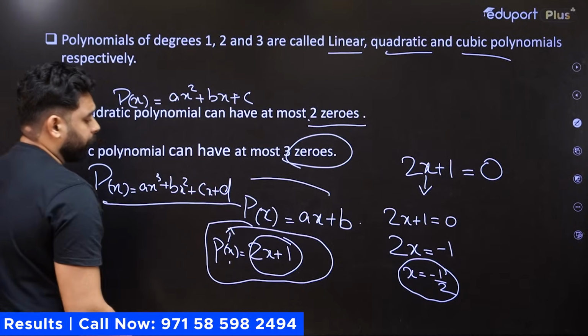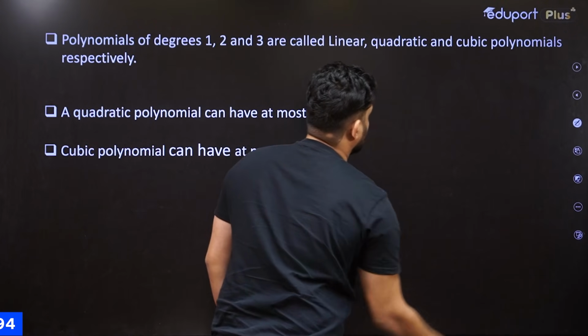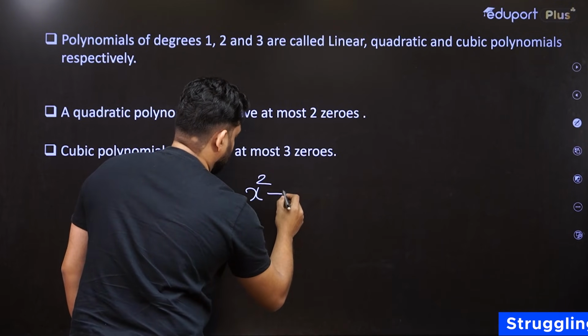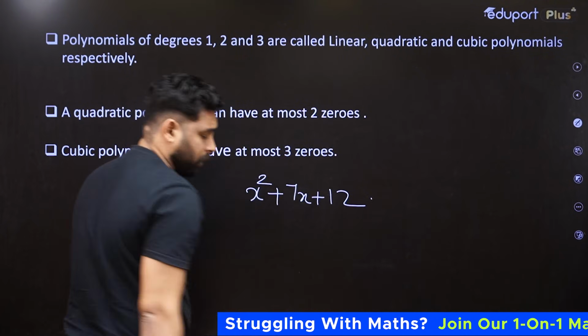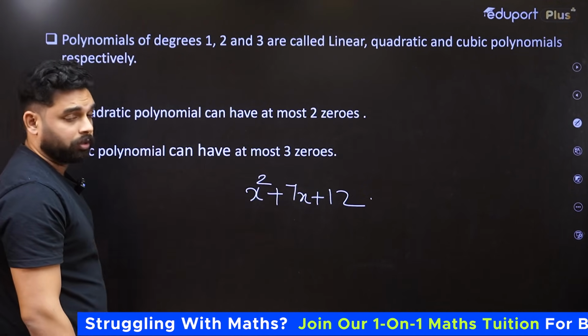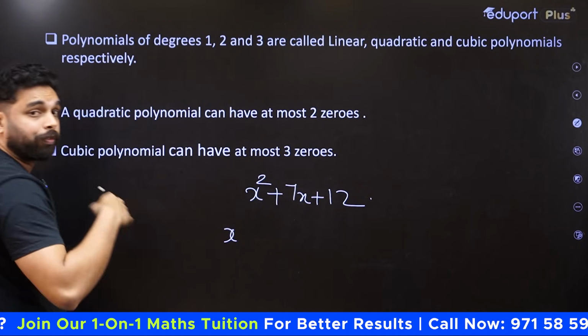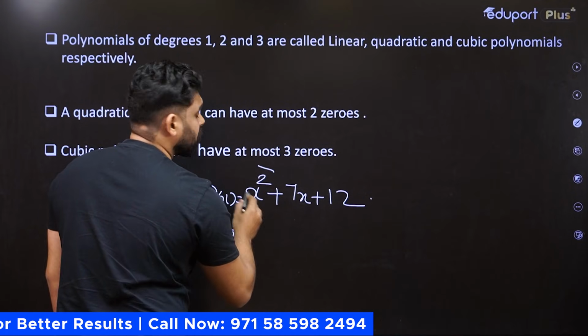We will do an example of quadratic also here. Okay, take an example, x square plus 7x plus 12. Okay. So what will be the zeros here? You have to find the values of x for which the whole expression p of x becomes 0.